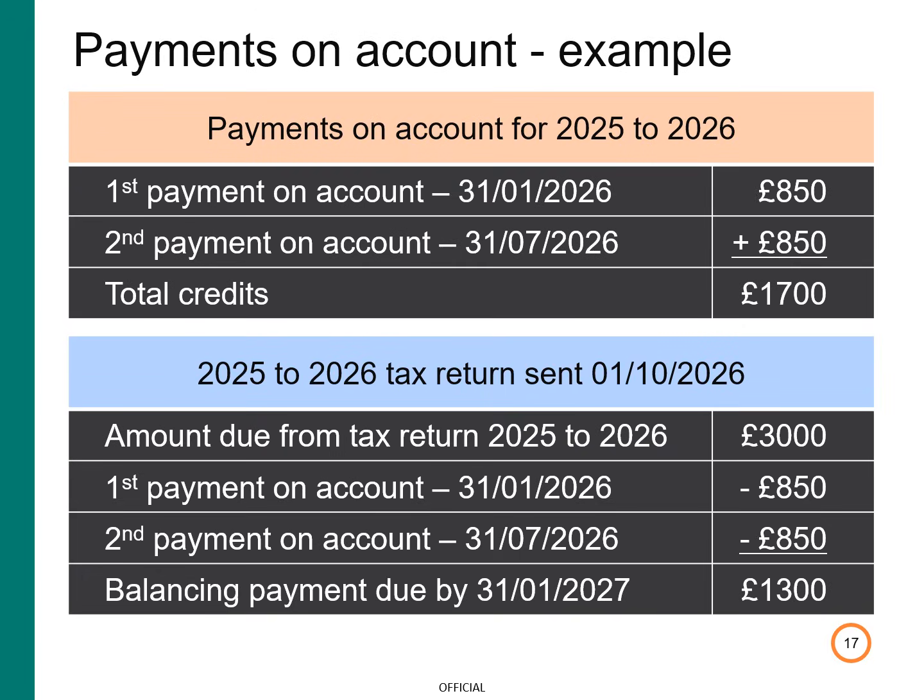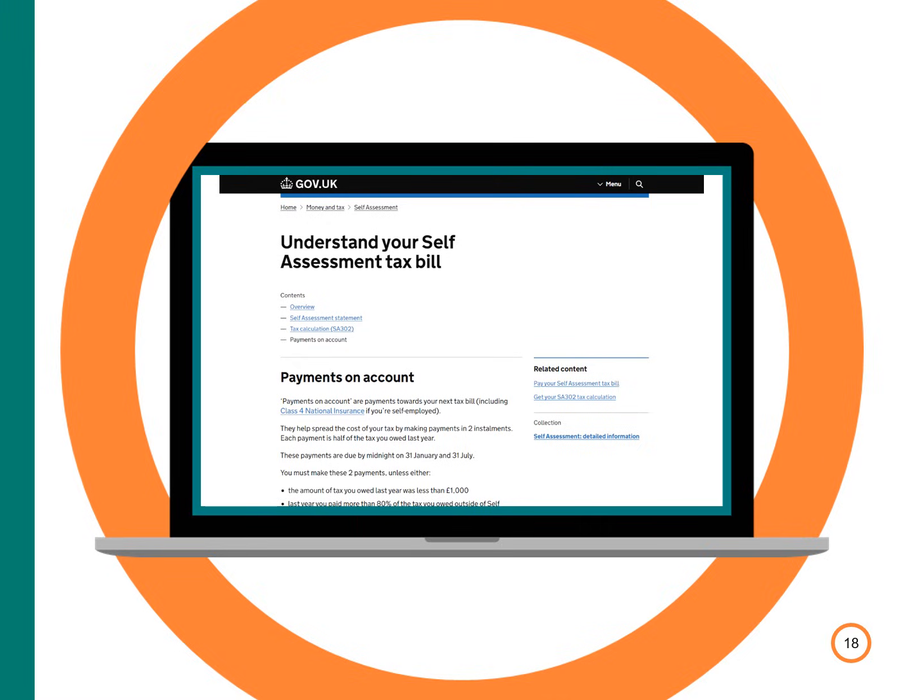When the return for 2025 to 2026 is sent after the 6th of April, it can take up to 72 hours to show on the system and will show as due for payment 31st of January 2027. Around 45 days before the payment is becoming due, the payments on account are then taken off the amount owed from the 2025 to 2026 tax return. You can find out more about payments on account on gov.uk.